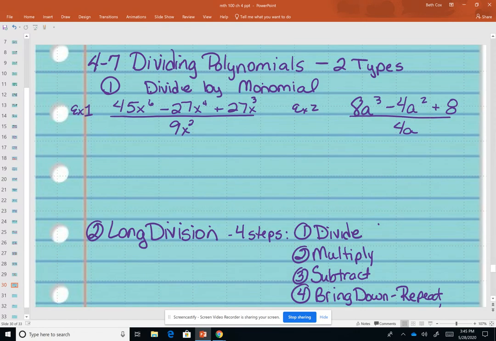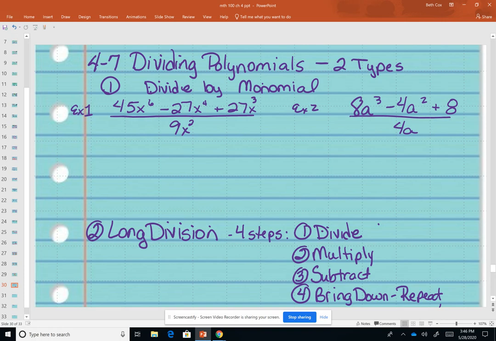Okay, so we're going to do two types. We're going to do dividing by a monomial, and then we're going to do long division. Dividing by a monomial is pretty straightforward, pretty quick and easy. Long division, like long division of our elementary days, it's not so much fun. So, yeah, it's a little trickier. So, if you know how to do long division from elementary school, then you are one step ahead of the group. If you don't, okay, just know.